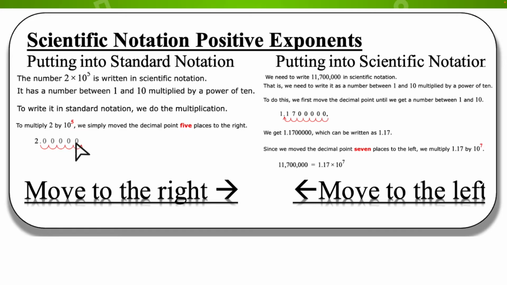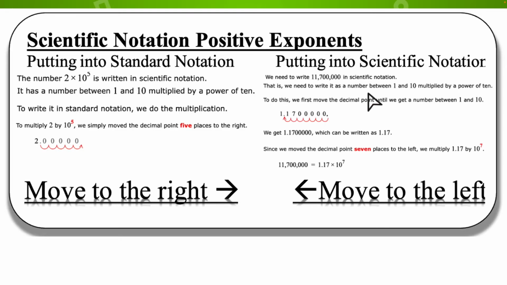We would also need to make sure we put our commas in here. So this is 200,000. This is a way of writing 200,000 in a smaller format. So we can see we're moving to the right. I'm talking about moving the decimal.